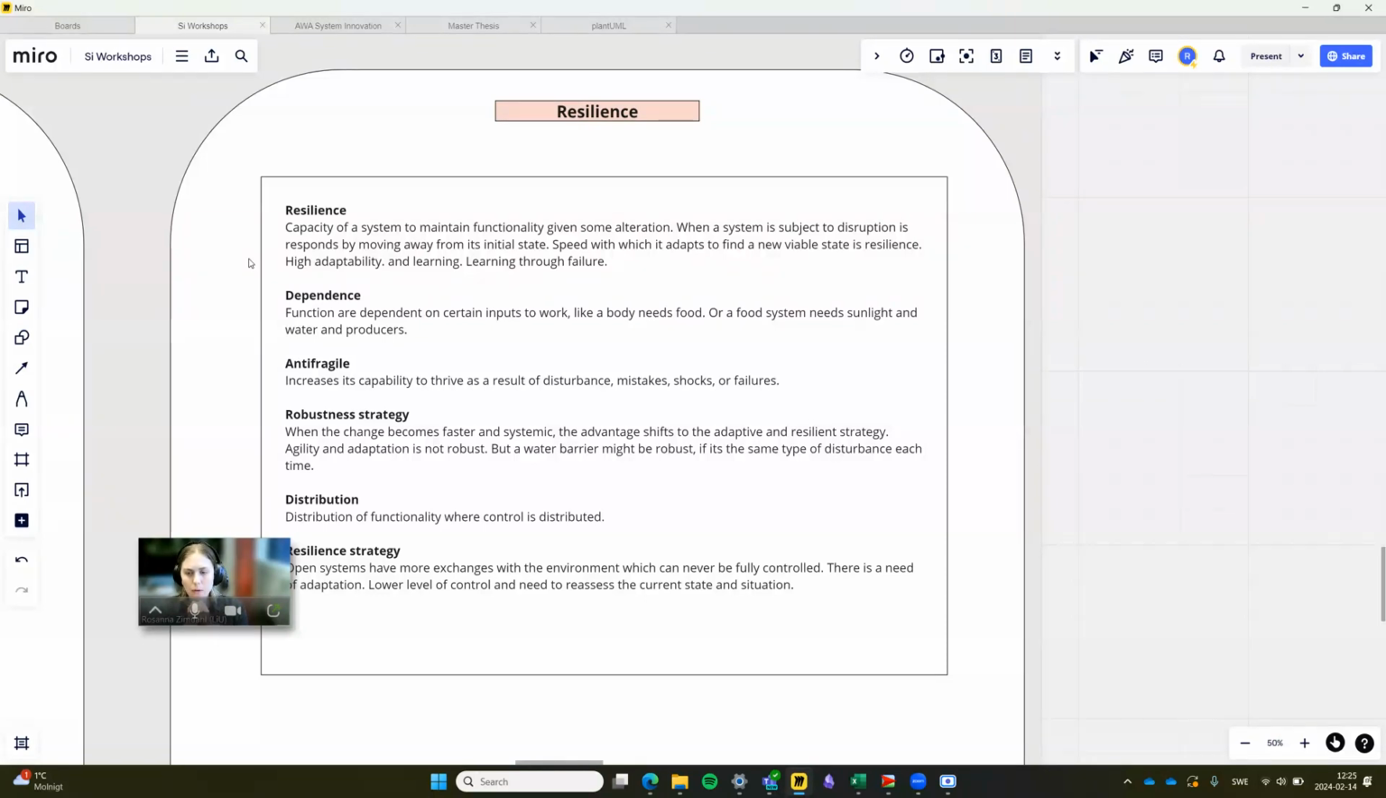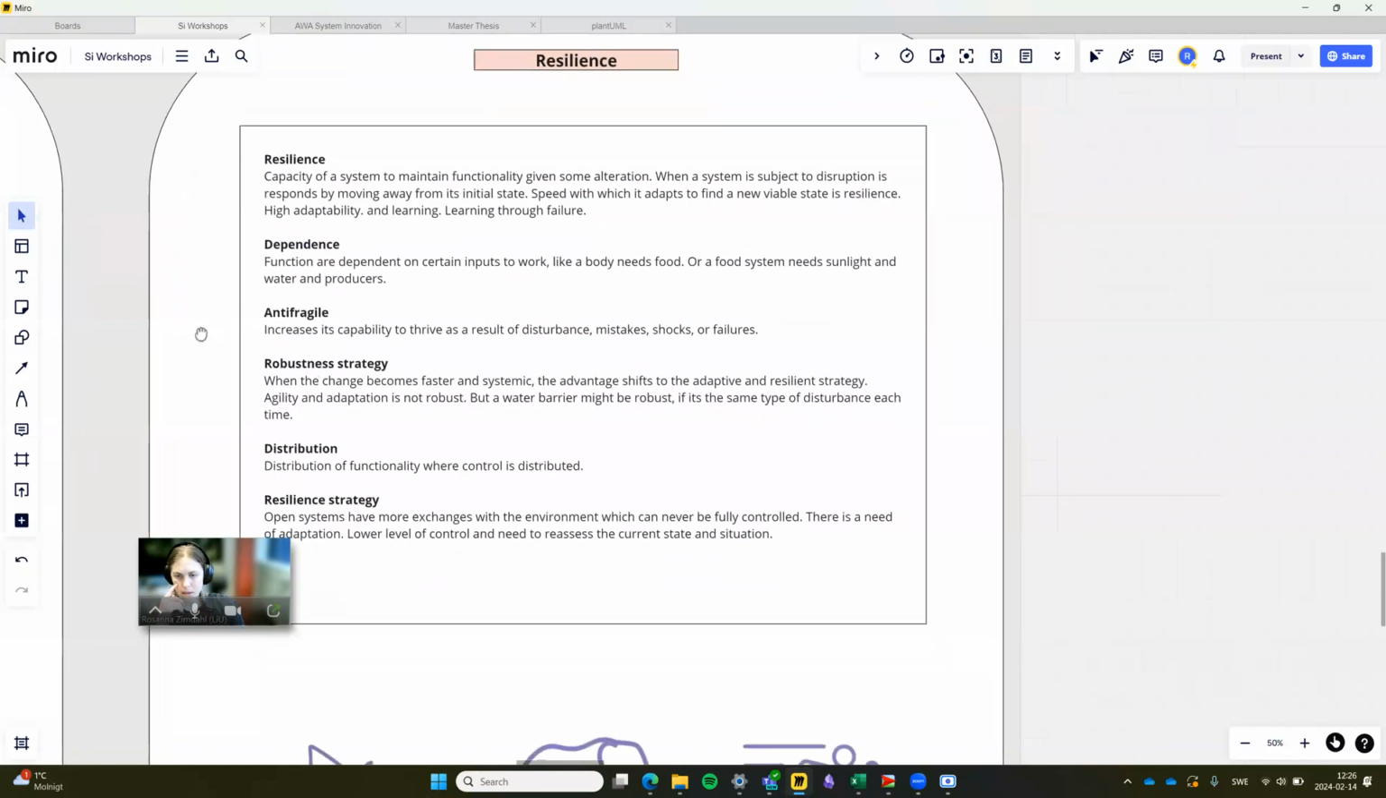So it's about always keeping the function stable. It's like your immune system, like a person is able to walk, able to talk. If there's a disruption like a cold, your body comes with an immune system trying to still hold your function up high. So that is some kind of resilience that your body shows. Dependence is that a body needs food, so it's a dependency on certain inputs, and the food system needs sunlight and water. And anti-fragility is the ability to actually learn from disruptions and become better afterwards. So how to use the disruption as learning.